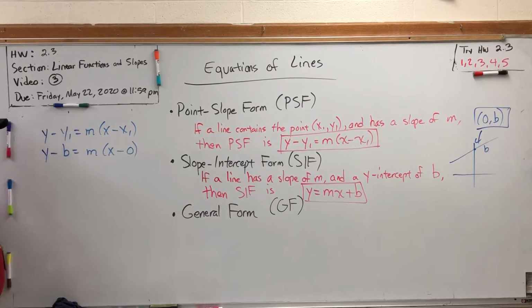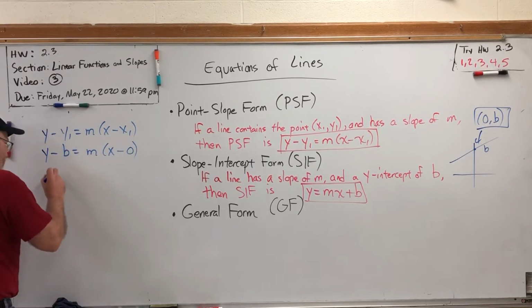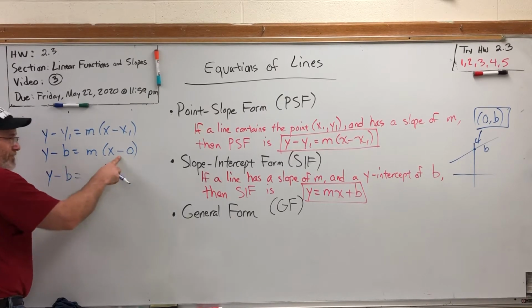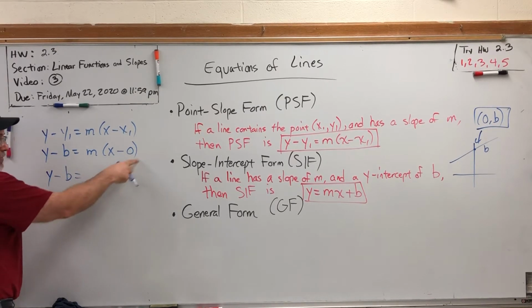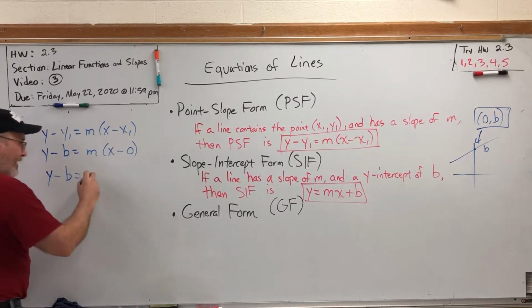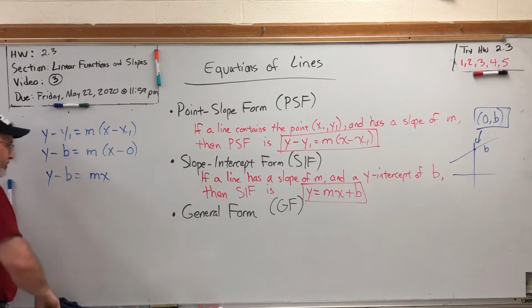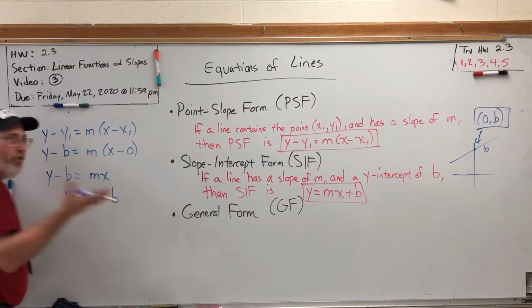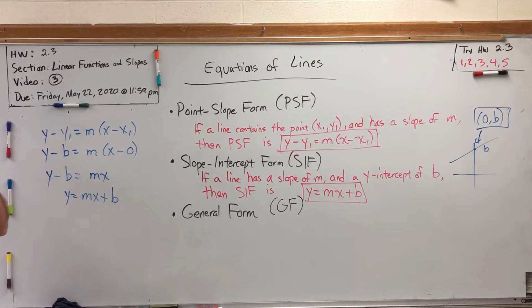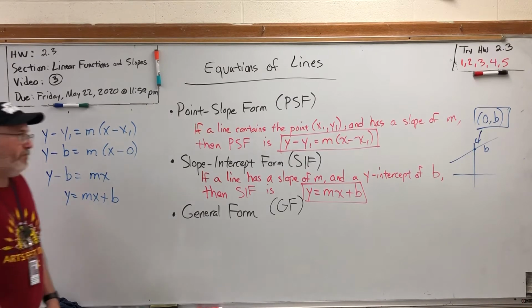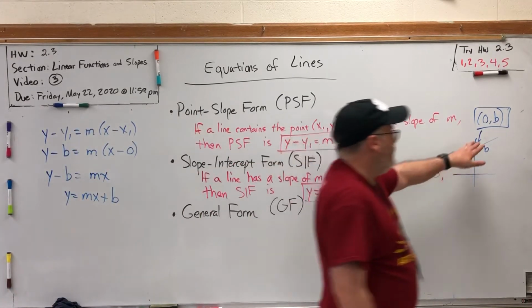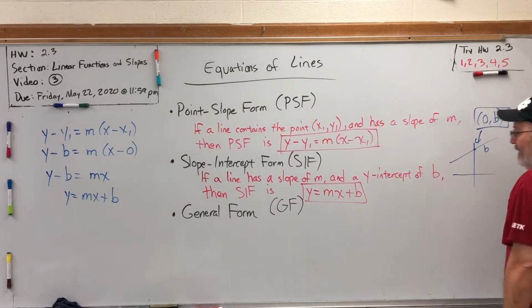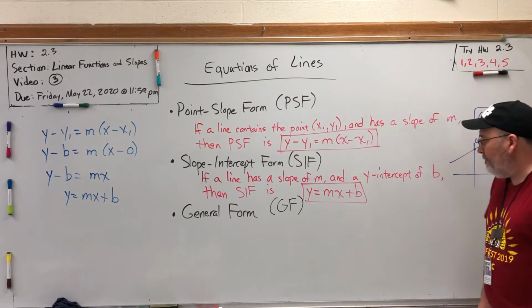then this will clean up really nicely. Because first off, subtracting 0 from something doesn't change its value, so this parenthesis is just equal to x, and we no longer need the parentheses. And then if we add the b to the other side, we get slope-intercept form. So it really is just a very specific case of point-slope form, using the point of the form 0, comma b, and it cleans up into y equals mx plus b.